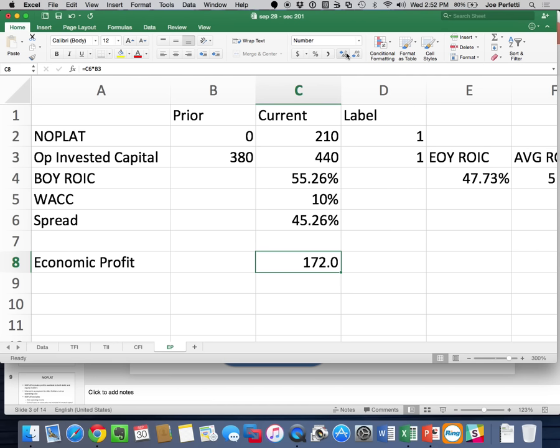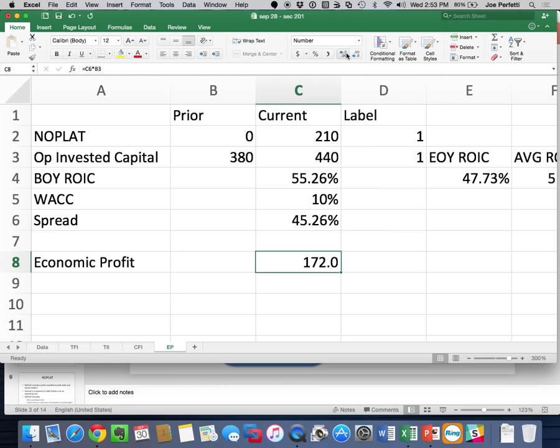Another way of saying the same thing, they expected me to make 10%. I made 55%. I did 45% better, and that created 172 million worth of value. That's economic profit, that's EVA. Method 2 to get the exact same answer. It's a very simple one.